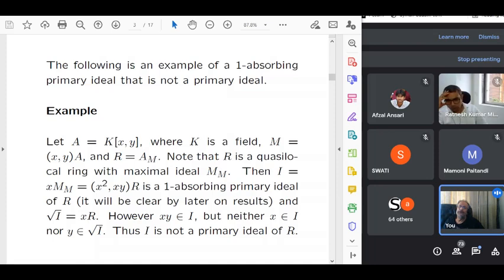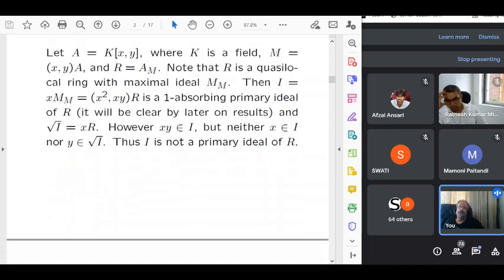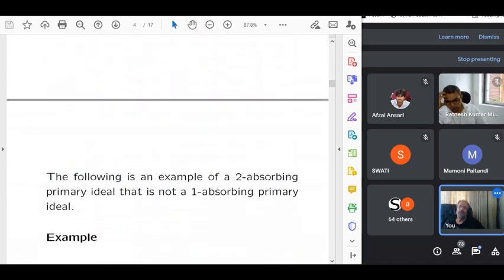This ideal here, I took the maximal ideal in R and I multiplied it with X. And this ideal is one absorbing primary that is not primary. Okay, here is an example of a two absorbing primary that is not one absorbing primary.